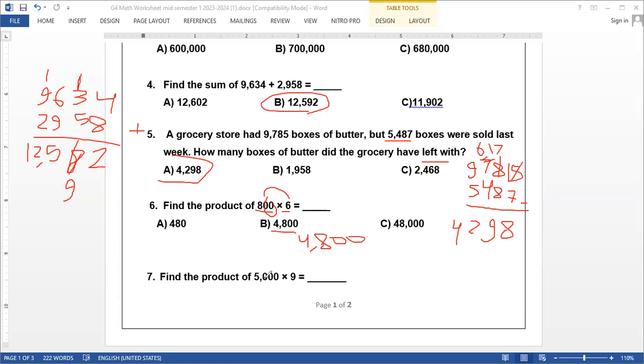Find the product. Same, we ignore the zeros. When you multiply by multiples of 10, you ignore the zeros. 9 times 5 is 45, and I put 3 zeros. So the answer is 45,000. So question number 7, the answer is 45,000.